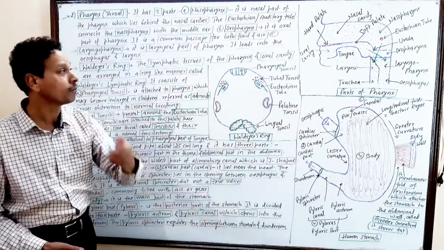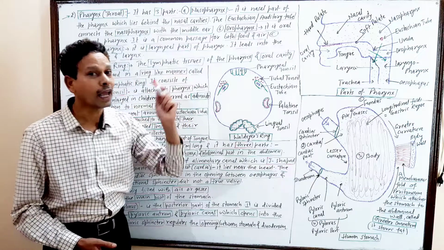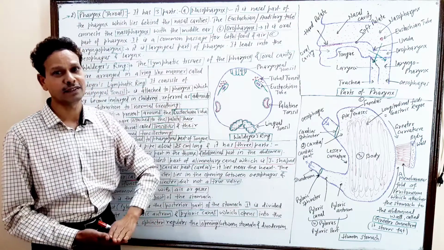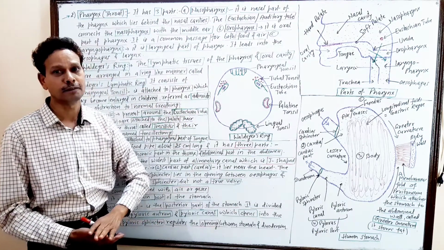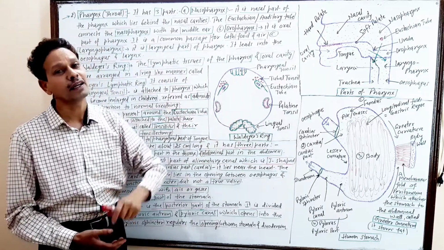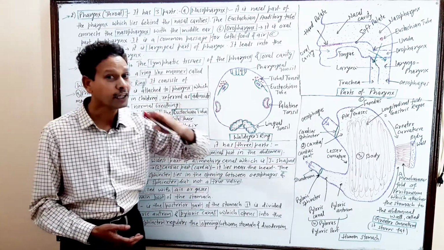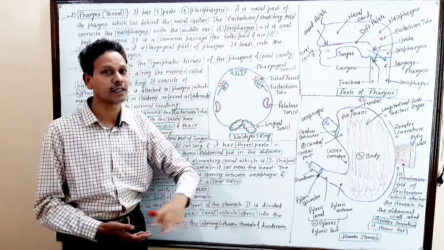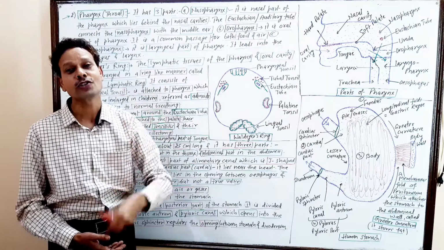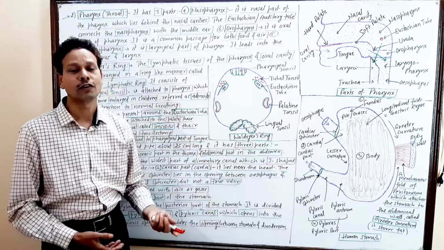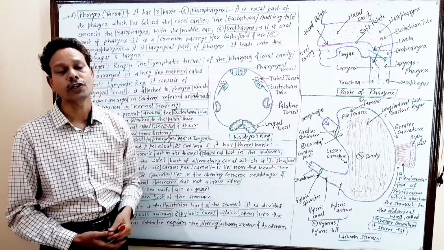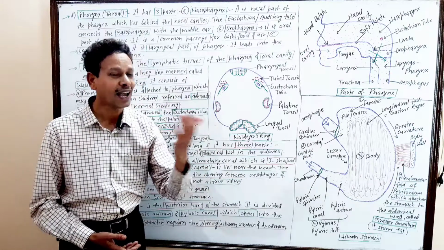Another very important topic for NEET and AIIMS students is Waldeyer's ring. It is Waldeyer's lymphatic ring. It means in our pharynx and in our buccal cavity, the lymphatic tissues, the tonsils, are arranged in the manner of a ring and collectively constitute Waldeyer's ring. Generally, four types of tonsils, lymphatic tissues, are present in the pharynx and buccal cavity.